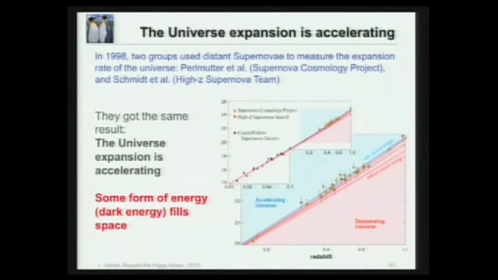It's a measurement done by two groups independently in 1998. They got the same result: the universe expansion is accelerating. So these points here are on the curve that is above, which shows that the universe is accelerating. If the universe is accelerating, some form of energy, dark energy, fills the space.